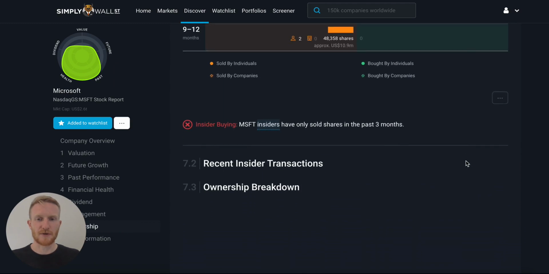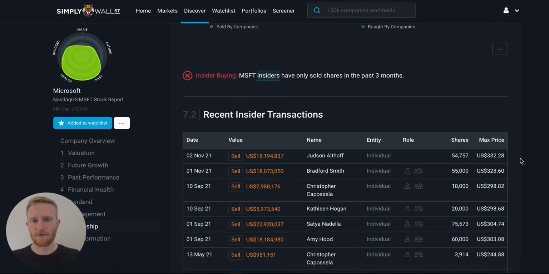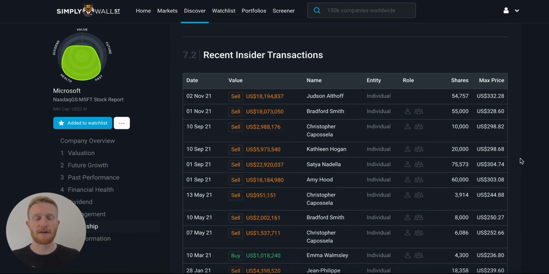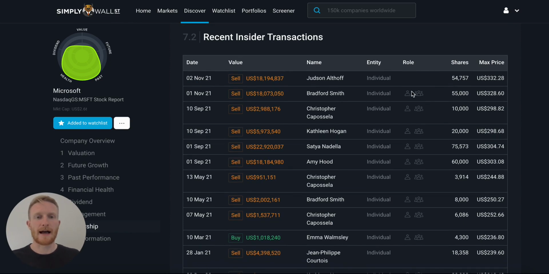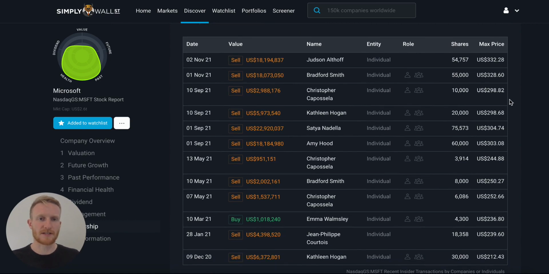So the next section we do here is basically a breakdown of those recent insider transactions you just saw above. So everything you just saw above, but in more detail. We show you the date, this is the filing date that the transactions occurred. We show you the dollar value, the person, what type of entity they were, if they're an individual or a business or a company, and then their role in the business, and then how many shares and the maximum price that they sold their stock for.